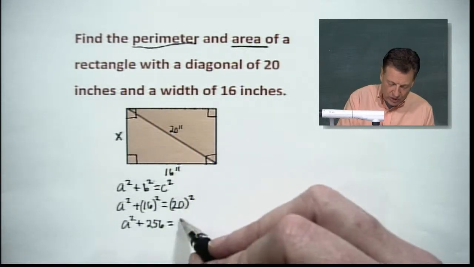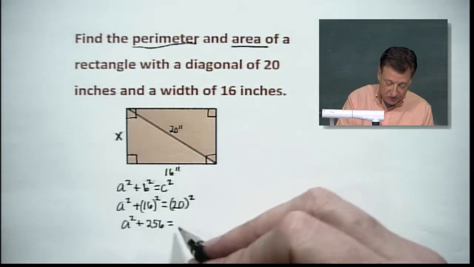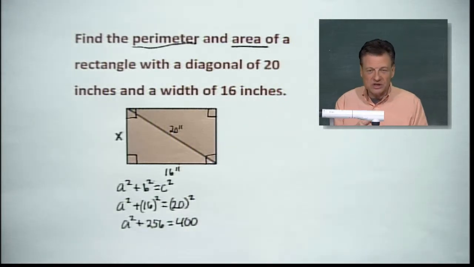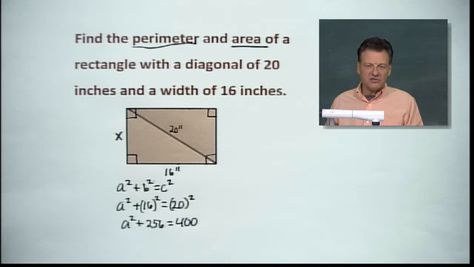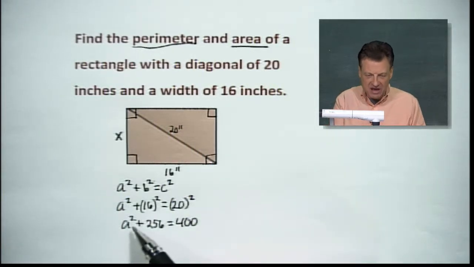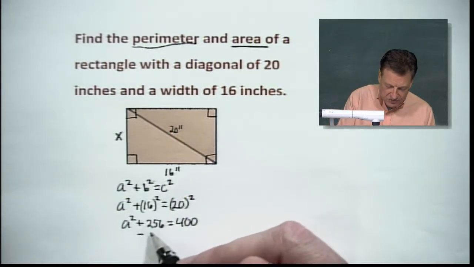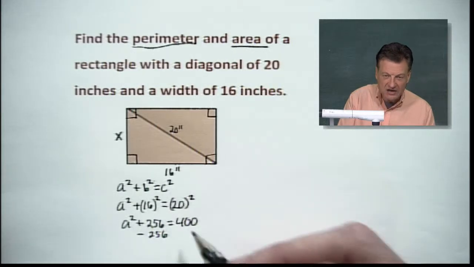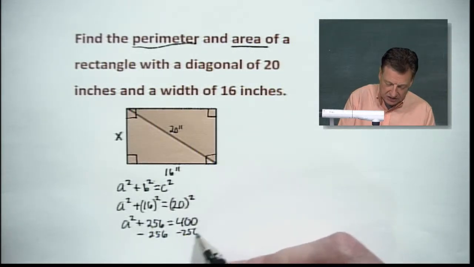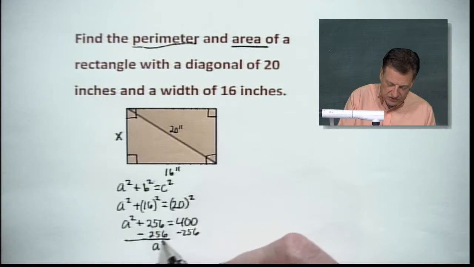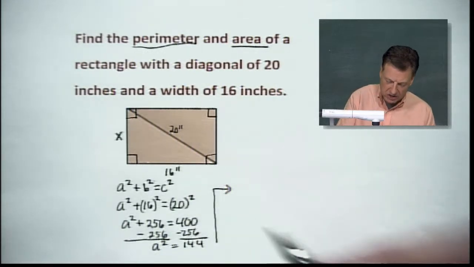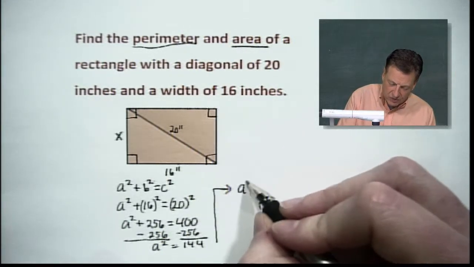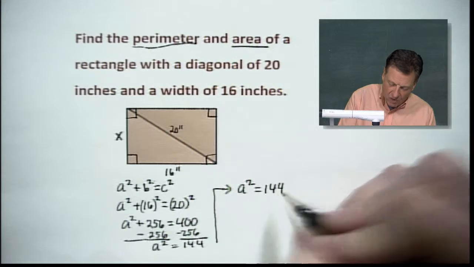And let's pick up 20 squared. That one's easy to do. That'll give us 400. Now, as we look here, what are we trying to do? We're trying to get a by itself. So let's subtract 256 from both sides. I'm going to leave this with a squared equaling 144. So we've got a squared equaling 144.